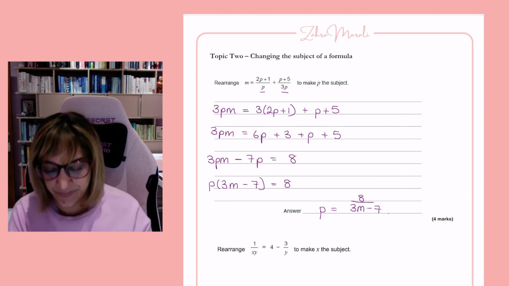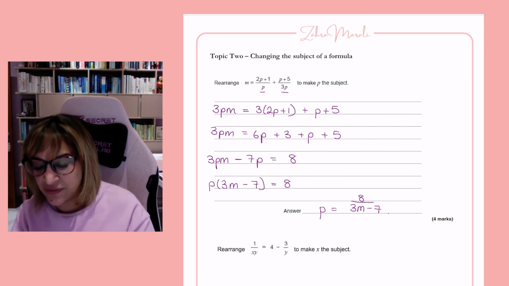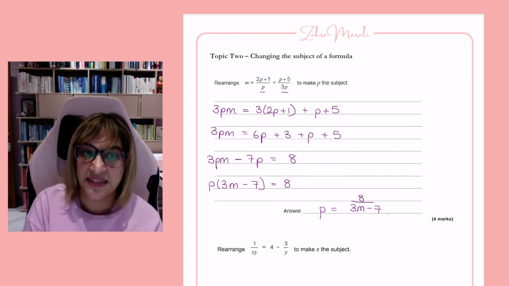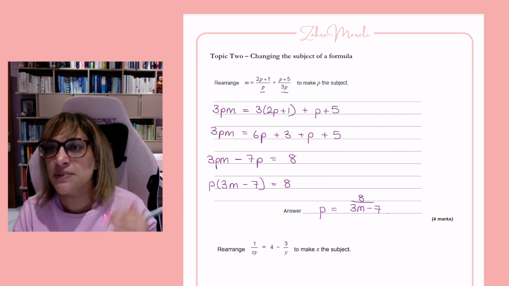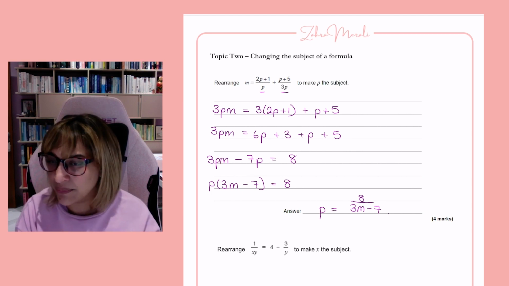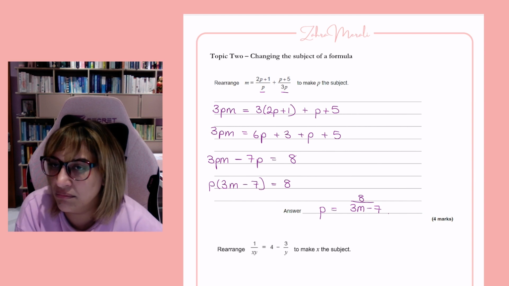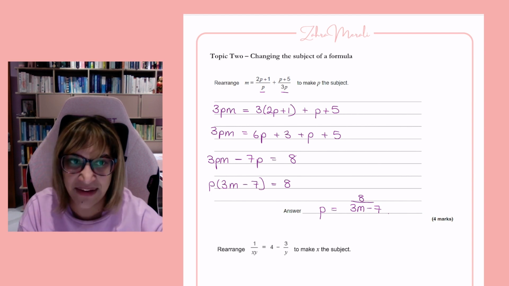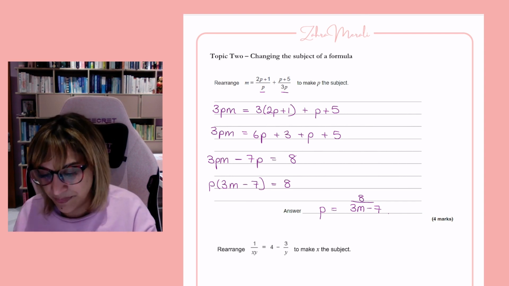P equals 8 divided by everything in that bracket. Now you may have moved it the other side. You may have minus 8 equals 7 minus 3m, which is essentially this expression times by minus 1. And that's totally fine as well. So whichever answer you got, it's the correct answer. You may have it written in a slightly different form. It would still be the right answer.